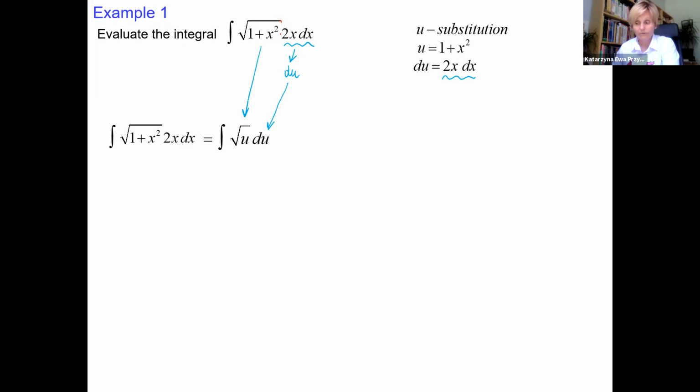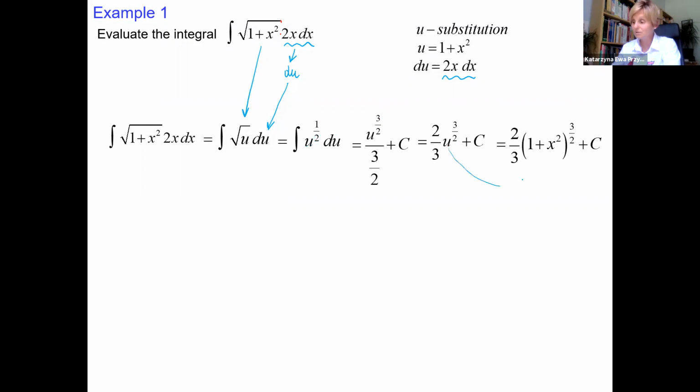We have to always remember that when we decide to use the u substitution, we cannot mix x and u variables. x will not be welcome around the u variable. Okay, we have a nice direct formula: u to the power of 1/2 du. We use our power rule, add 1 to 1/2, u to the power of 3/2 over 3/2. We can flip 3/2. And at the end, instead of u, we substitute back 1 plus x squared. That's everything. Nice process.